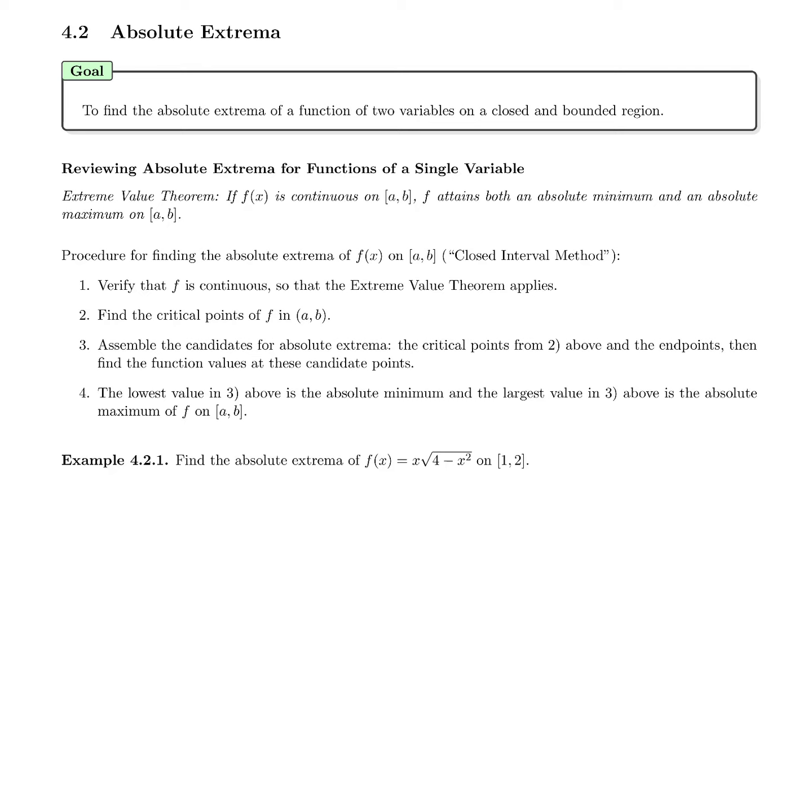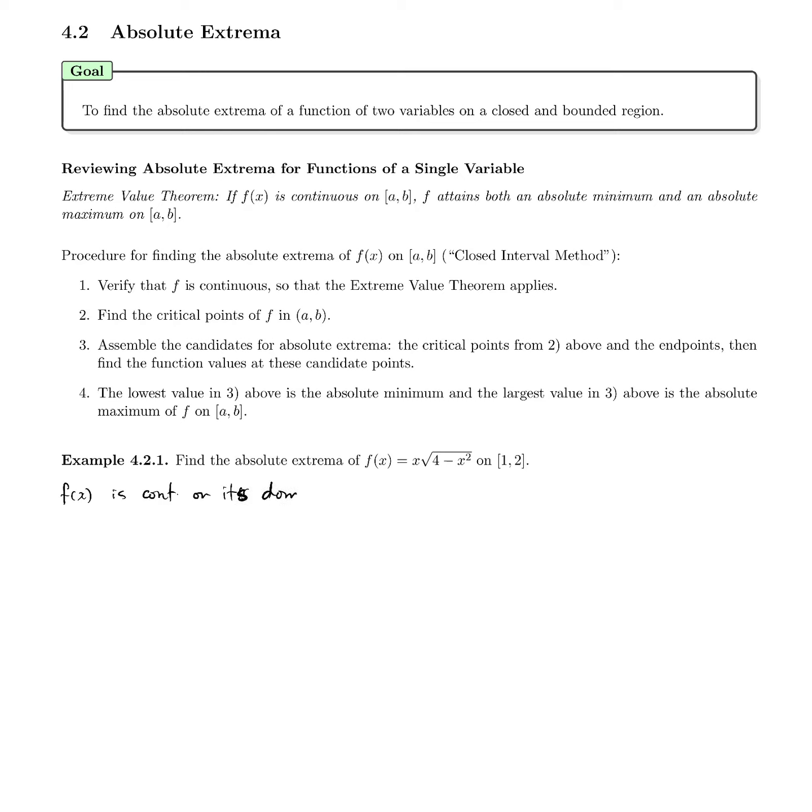Let's apply this in example 4.2.1. We're going to find the absolute extrema of f of x equals x times the square root of 4 minus x squared on the closed interval [1, 2]. So we're going to note, first of all, that f of x is a root function and therefore is continuous on its domain.